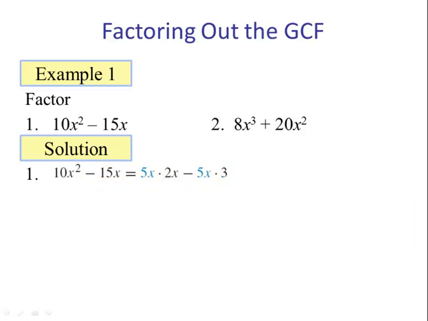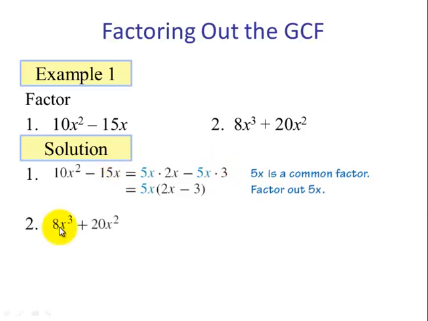So this is just like the distributive property backwards. We pull the greatest common factor outside the parentheses, and what goes in the parentheses is the remaining factors that are left. So here we have a 2x left for this term, and we have a 3 left for this term.